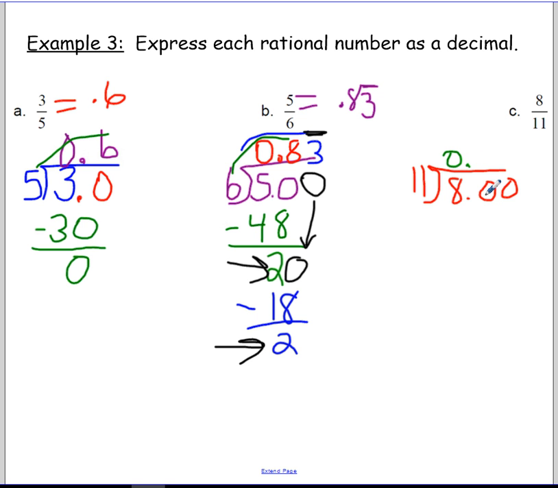11 goes into 80. Well, 11 is easy to count by because we just keep changing the digits to the same thing. 11 times 7 would be 77. 11 times 8 would be 88, which is too much. So we have 7. And then 7 times 11 is 77. When we subtract, we get 3 left over.